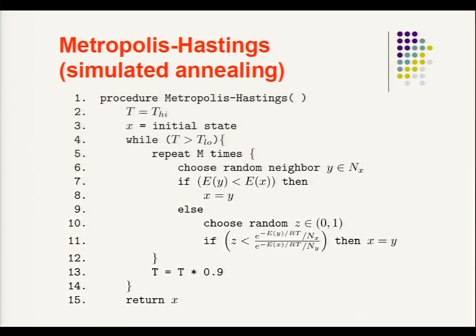This leads to the well-known Metropolis-Hastings algorithm together with simulated annealing. In steps 7 through 10, if the energy of y is less than the energy of x, or y is randomly chosen, then we update x to y. Otherwise, we perform the loop, which ensures that we take an energetically unfavorable y of x if the Boltzmann of y divided by the Boltzmann of x is greater than a randomly chosen number in 0 to 1.